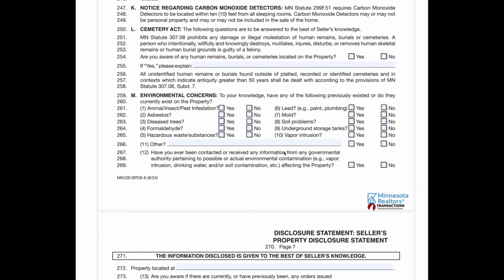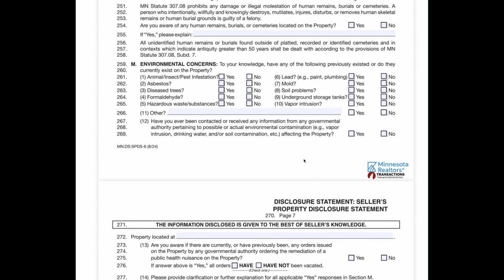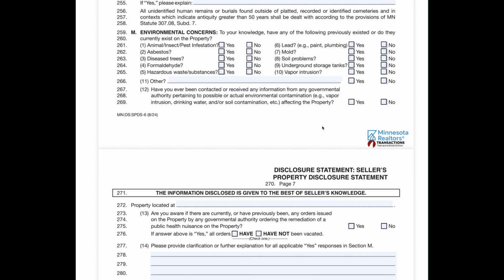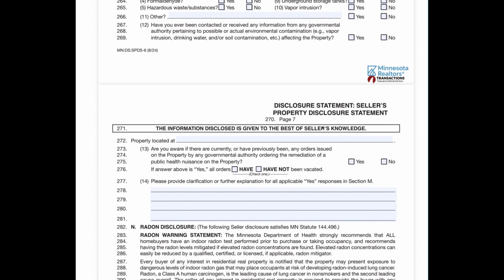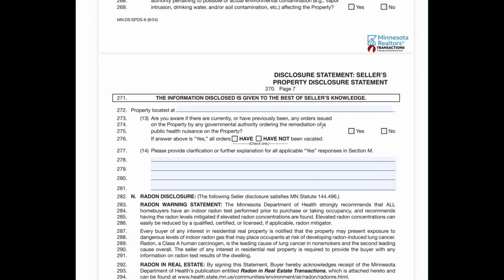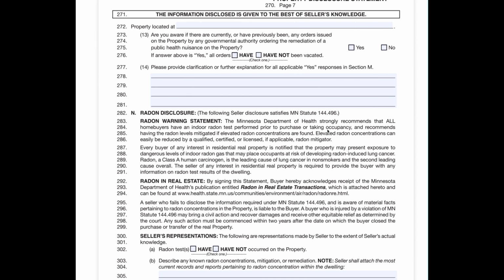Environmental concerns: animals, asbestos, trees, formaldehyde, lead, mold, soil problems, storage tanks, vapor intrusion, right? So what's going on? Is there anything there that's environmentally going to impact the property? Radon. Did the seller have a radon test? Are they aware of any tests that were completed about radon?